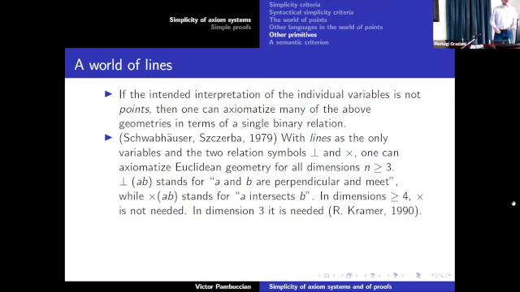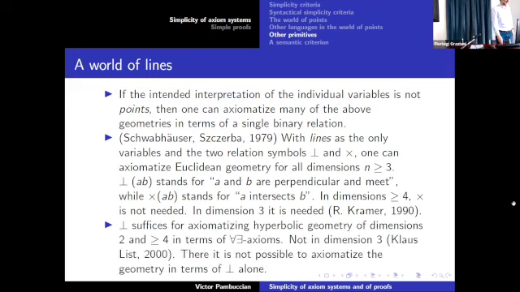In dimension 3, you can't do everything in terms of just orthogonality. You need the intersection one, which was shown by Richard Kramer in about 1990. But if you go on to dimensions greater than or equal to 4, then perpendicularity alone suffices.